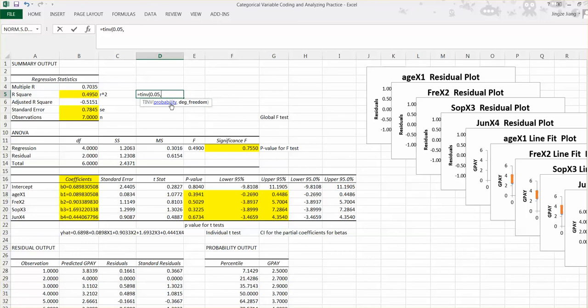Now the second entry is the degrees of freedom, which, as before, is the degrees of freedom of the residual. Then you can select the residual, in this case the B13 cell, close the parentheses and push enter on the keyboard. You get 4.3027, and you will use this number to calculate the confidence interval for the mean of y and the prediction interval for the individual y.